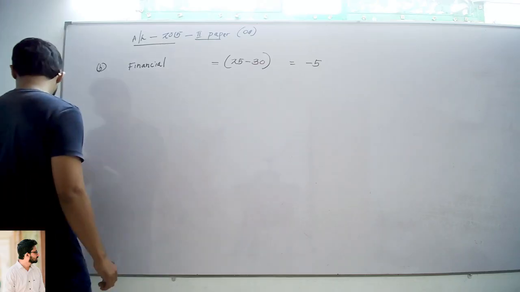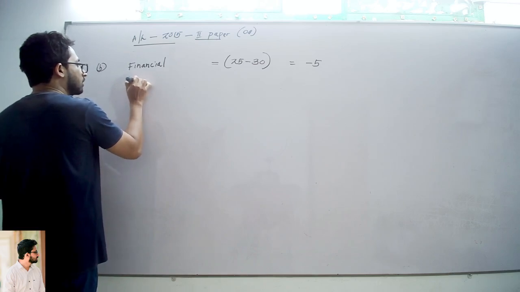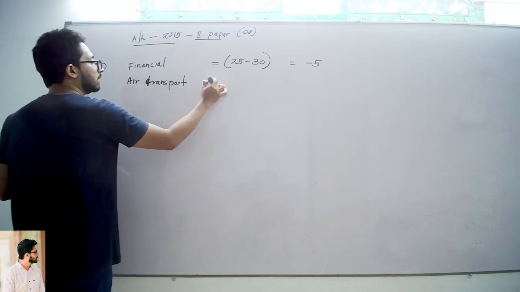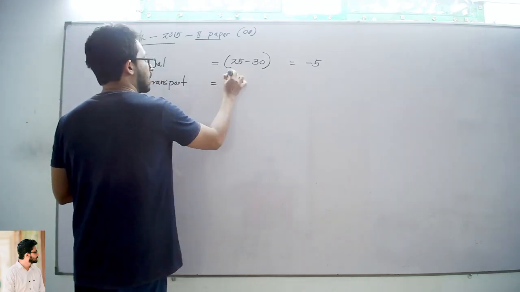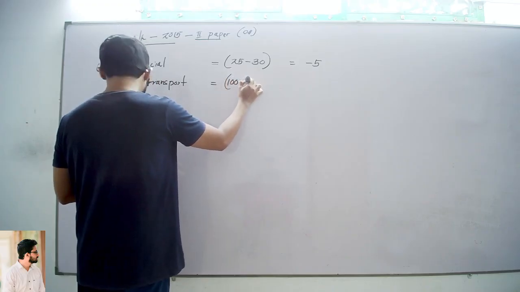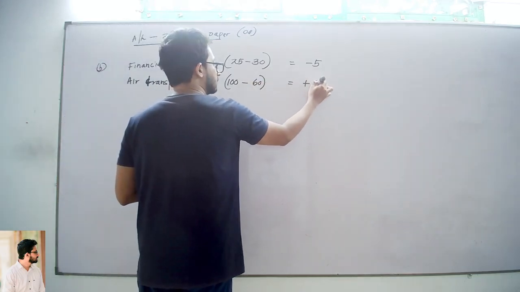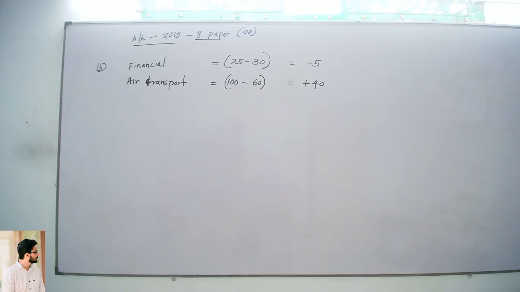Next one, the second part of service is air transport. Air transport receipt 100, payments 60. It's good, plus value there, plus 40. This means that we've earned more from air transport than our expenses. Right, air transport done.